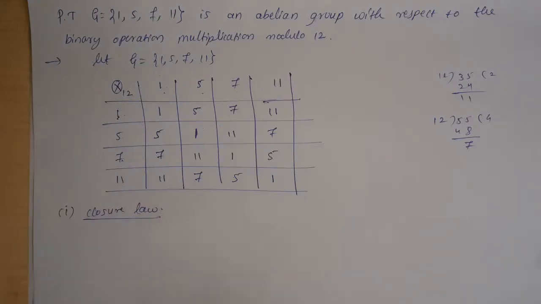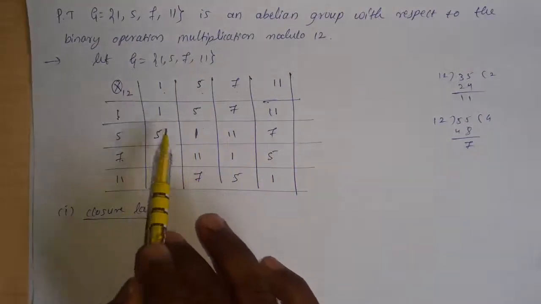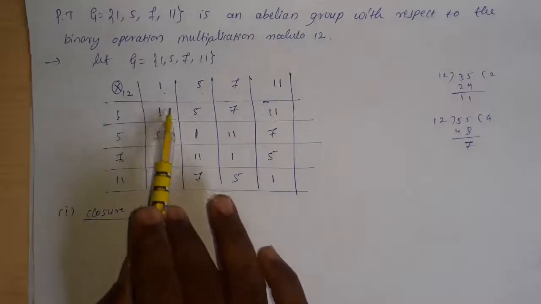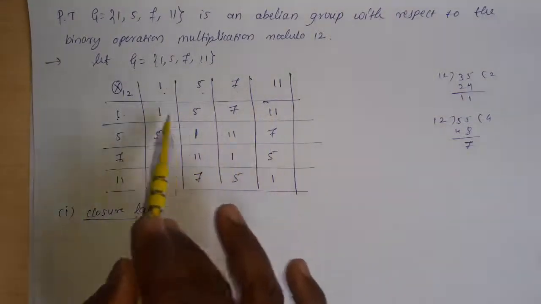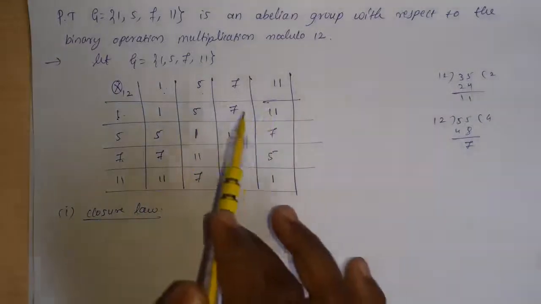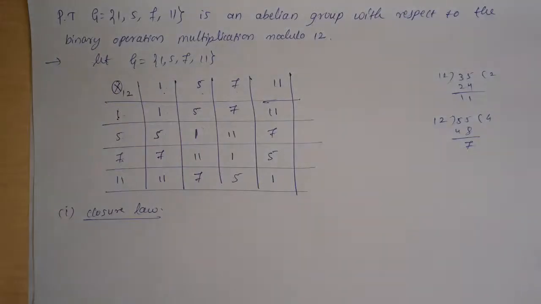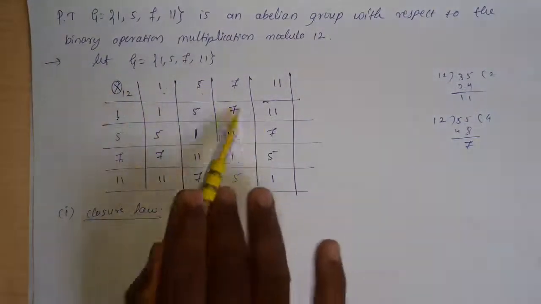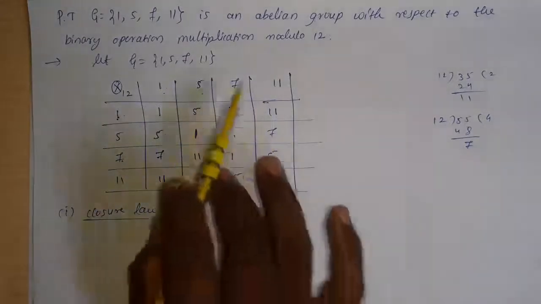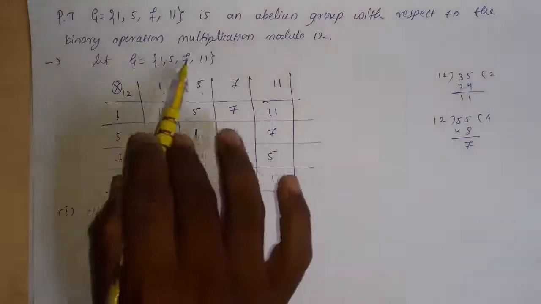Closure law. According to this table, we have the first row, second row, third row and fourth row, and the first column, second column, third column and fourth column. So in this table, is there any element which is not in G? Here G equals 1, 5, 7, 11. If you look at this table, only those elements are repeated, but there is no other element other than 1, 5, 7, 11.